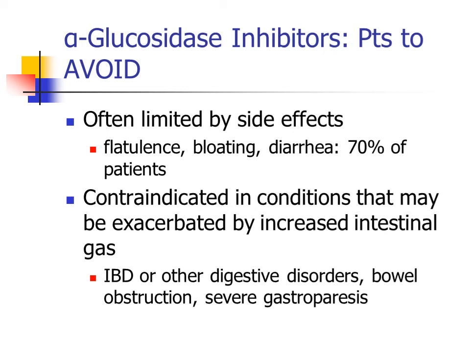So for that reason, they're contraindicated in conditions that may be exacerbated by increased intestinal gas, such as irritable bowel disease or any other digestive disorder, bowel obstruction, or your severe gastroparetic patient. So if you have a patient with severe diabetic gastroparesis, even if their postprandial sugars are what you need to target, I would argue that these agents probably aren't your best choice simply because of the increased bloating and gas retention for these patients. That could be quite uncomfortable for your patient who already has a slow gut.